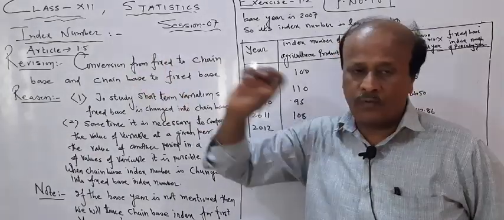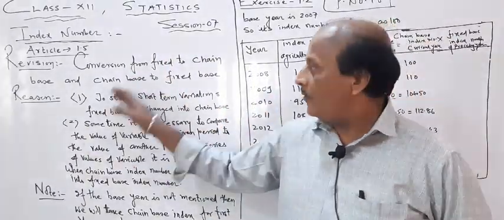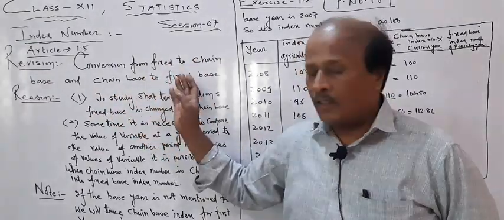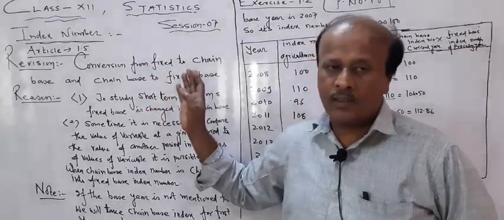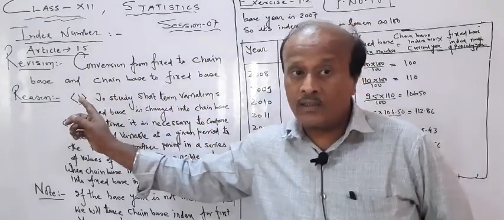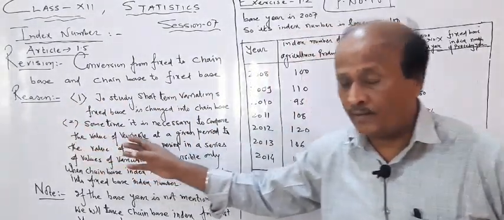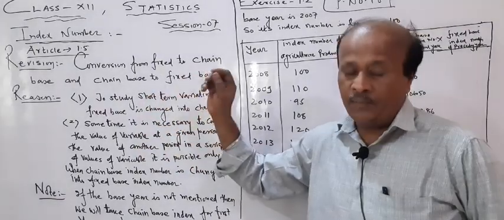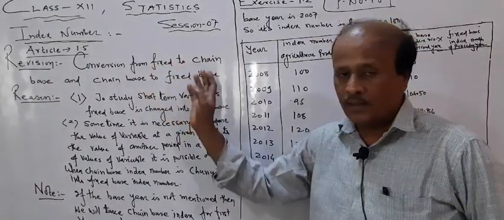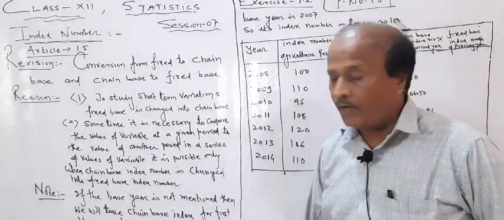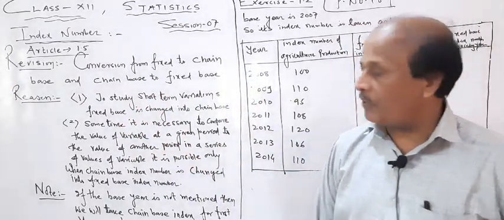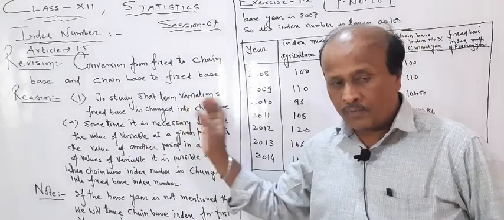Article 1.5, what was that heading? Conversion of fixed base index number into chain base index number, and vice versa, chain base index number into fixed base index number. So, why is it required? That reason is very important. You should know that reason. We know chain base index number, we know fixed base index number, but why is it required? So, last time there was a paragraph in that textbook. I took 2 points from that.